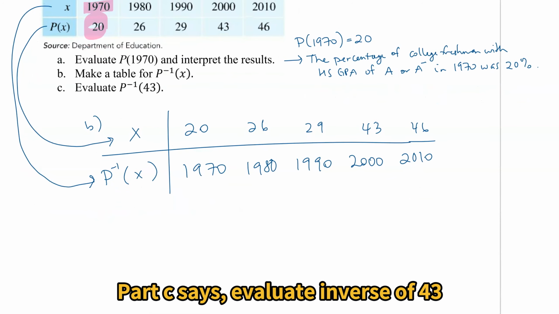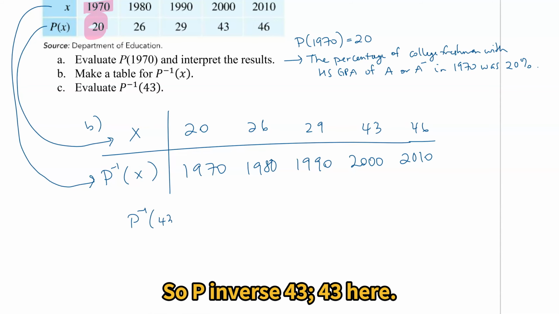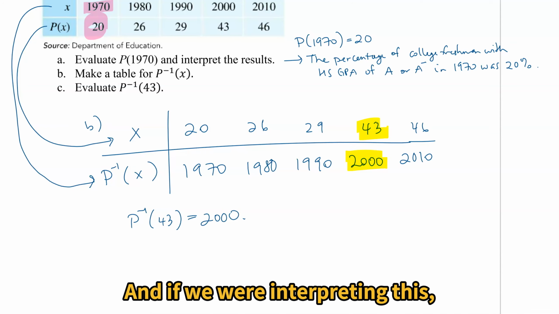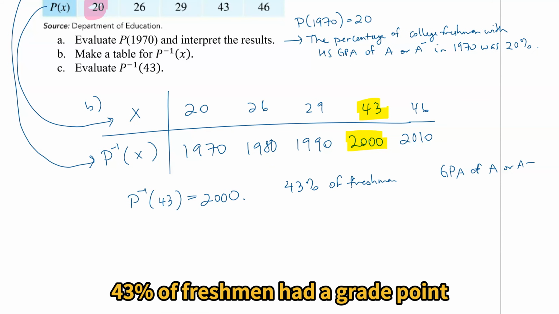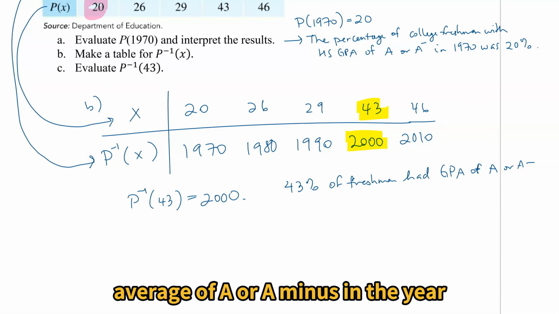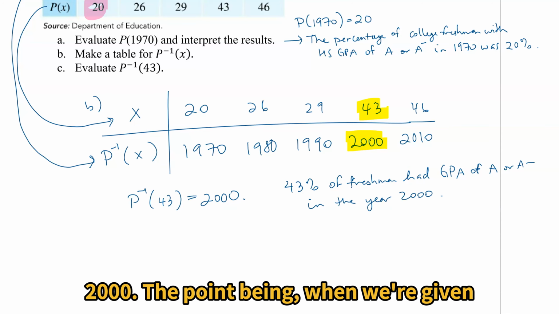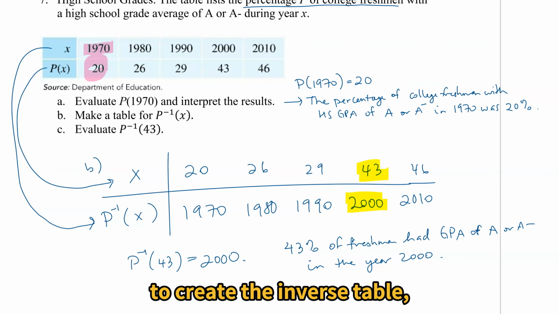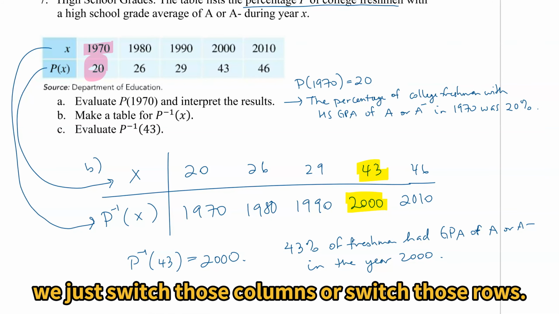And part C says evaluate P inverse of 43. So P inverse of 43. 43 here for x. P inverse of 43 is going to be 2000. And if we were interpreting this, 43% of freshmen had a grade point average of A or A minus in the year 2000. The point being, when we're given a table or when we create a table, to create the inverse table, we just switch those columns or switch those rows.